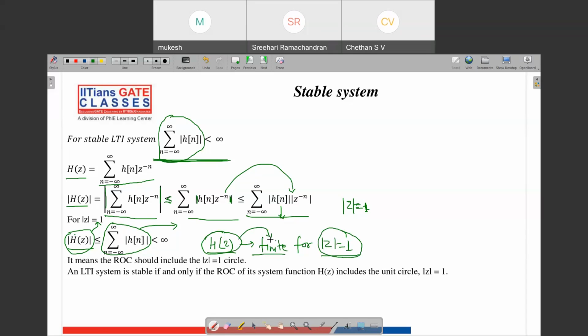So if any system is a stable system, its ROC should contain the z equal to 1 circle. If the ROC is containing the z equal to 1 circle, then the system will be stable, and if it is not containing the z equal to 1 circle, it will be unstable. Now, if you correlate this with the Laplace, there it was the j omega axis. It should contain the j omega axis, then only it will be stable, otherwise not. In this case, it should contain the z equal to 1 circle, then only the system will be stable, otherwise not. Does anyone have any doubt here?